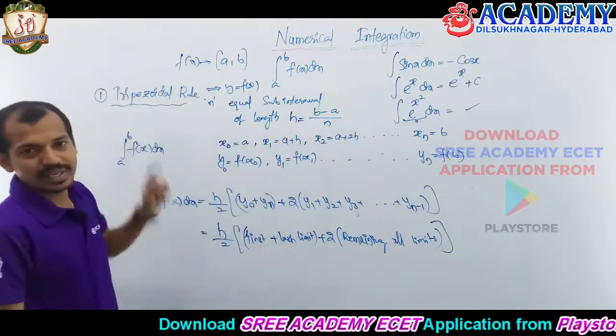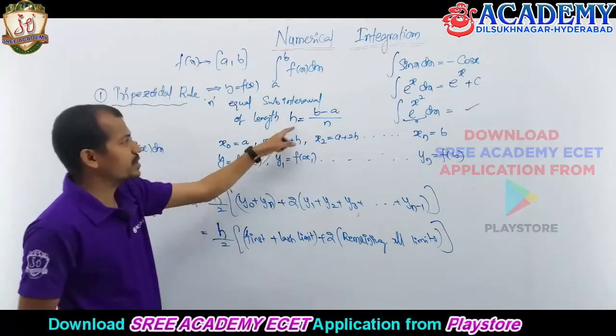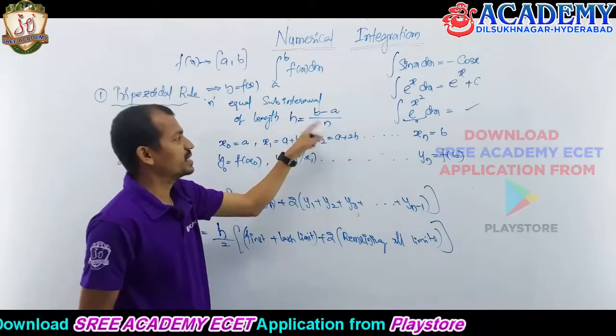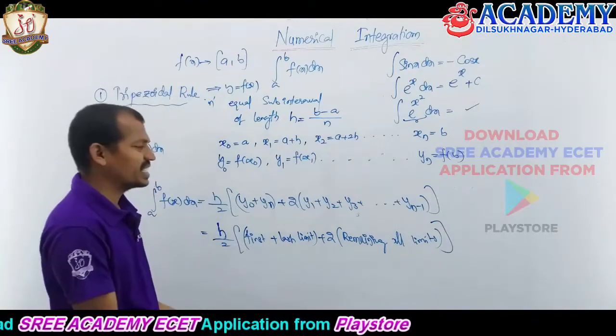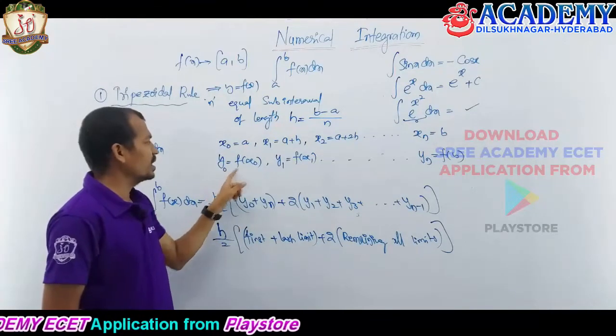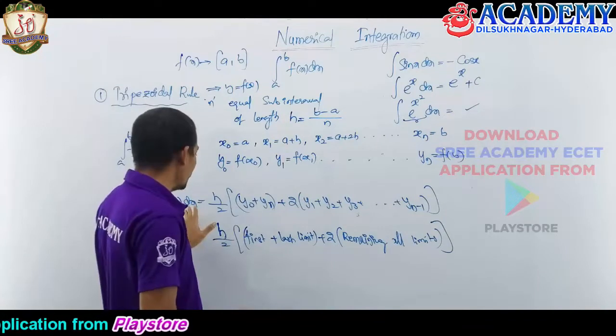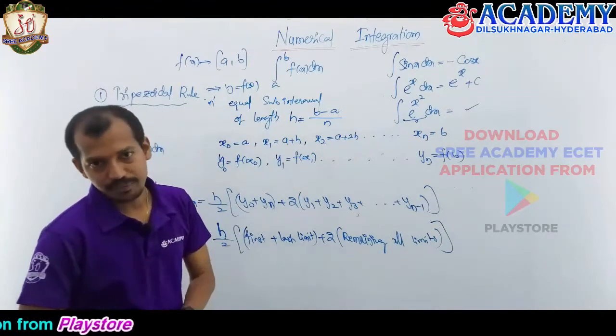This is the trapezoidal rule. You write h by 2 here. h comes from the limits only, b minus a by n. In the question they will mention everything by using the limits. We will find y0, y1, y2 and so on up to yn. Based upon all these values we substitute in the formula, then you will get the answer.